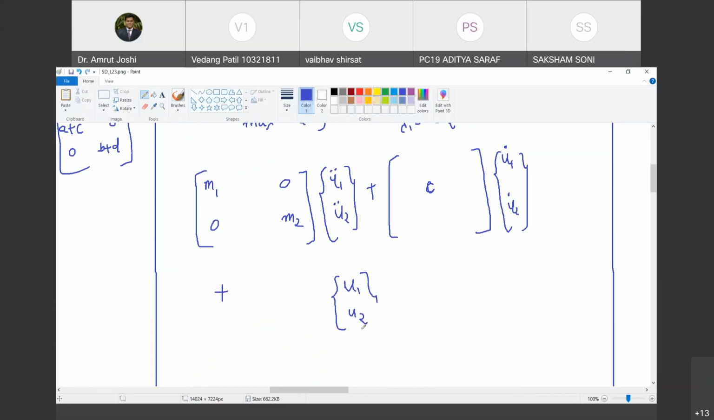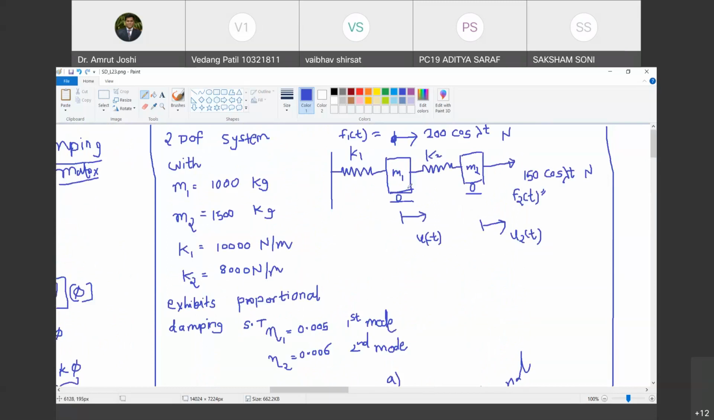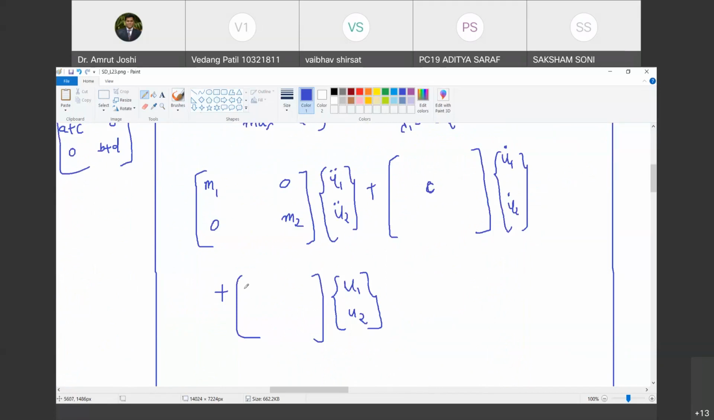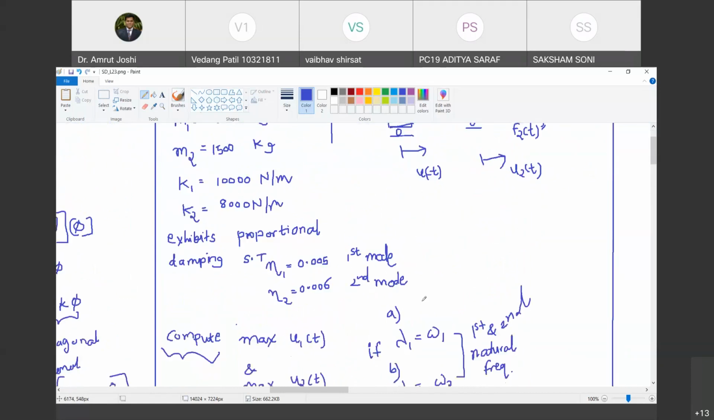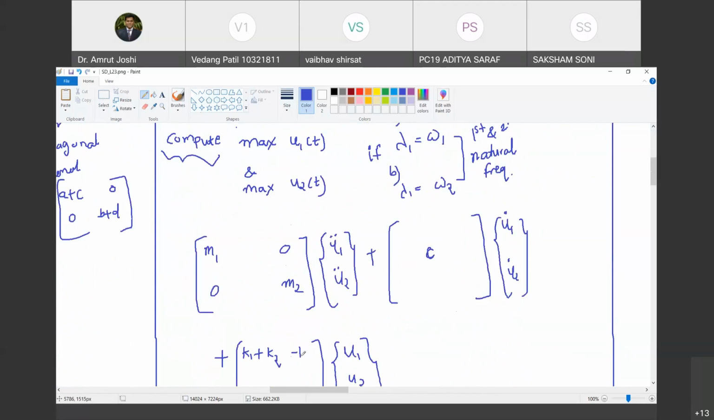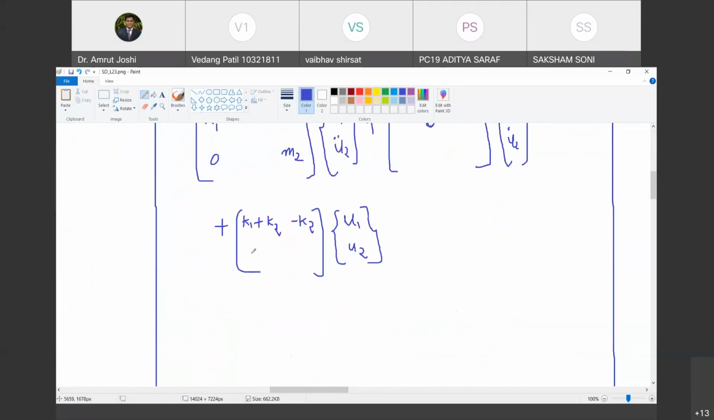Now I am going to write down the stiffness matrix. Just have a look at U1. To have U1, you will have to work against the spring with stiffness K1 as well as the spring with stiffness K2. Do you agree with me? Yes, sir. Therefore, the first element here is going to be K1 plus K2. Are you with me? Yes, sir. Then here, minus K2. This form never changes as long as the system is of this form.